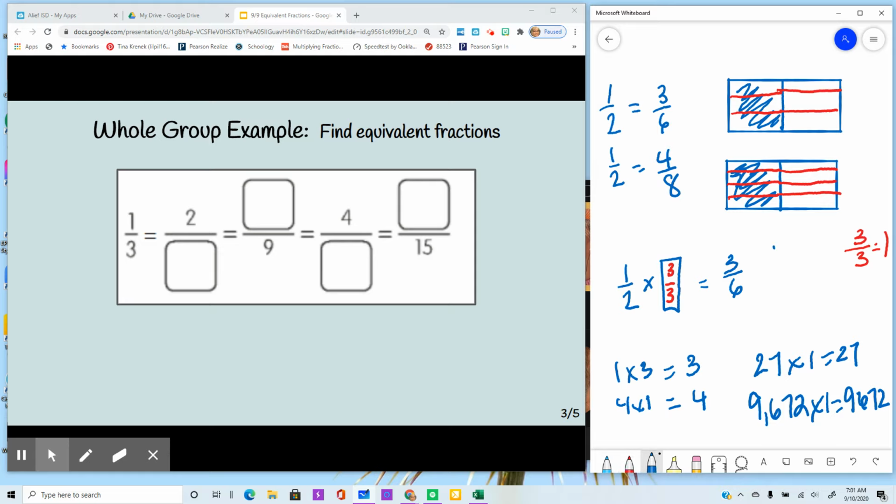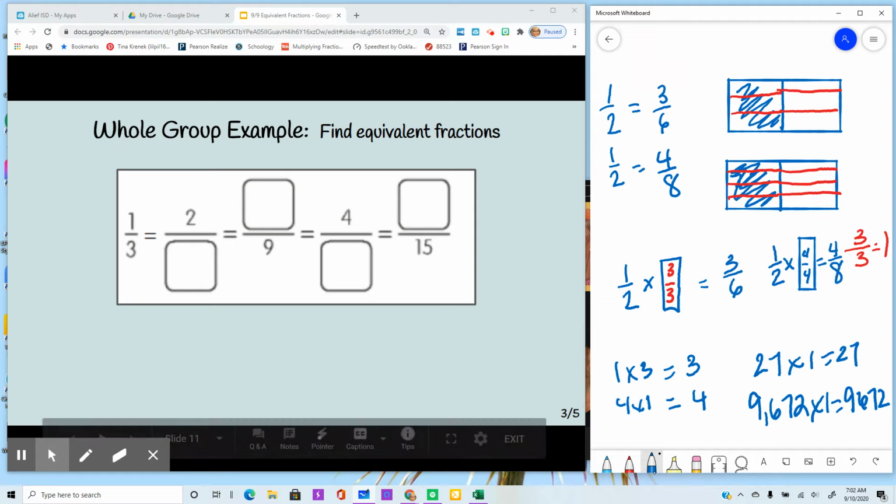So 1/2 times, and if I think of this as my 1, 4/4 gives me 4/8.